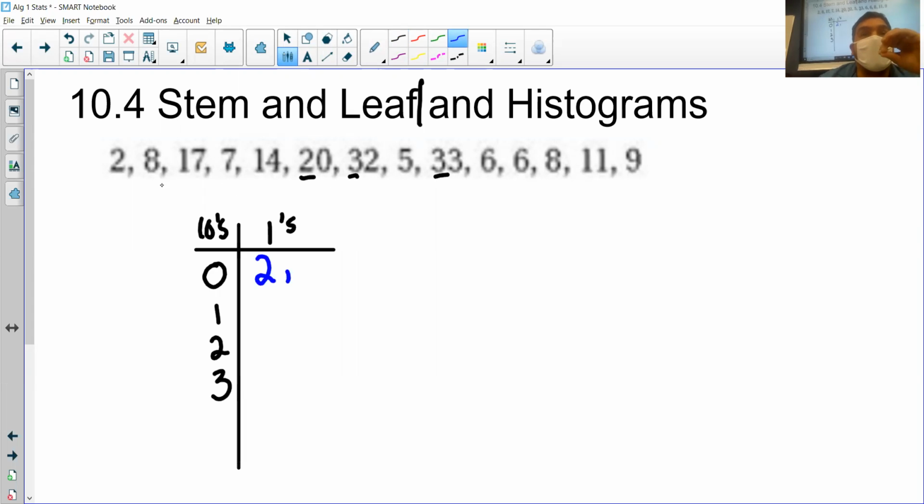I'm going to first order all my single digit numbers, because 2 is the smallest single digit number I see. So 2, 3, 4, 5, 6, 8, 9, from smallest to biggest.